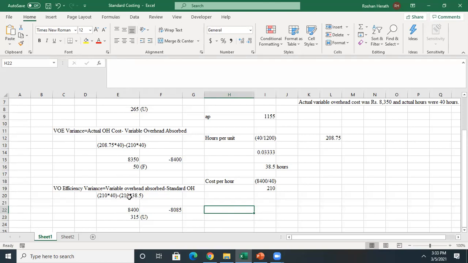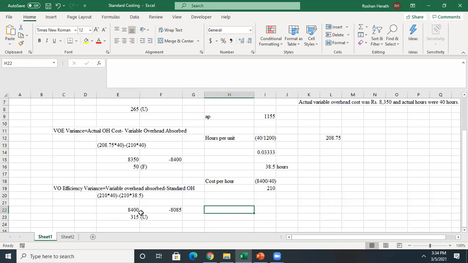This 210 remains the same. These are hours that you have actually taken, 40 hours. But as per the standard, how much should you have taken for this task? You should have taken only 38.5 hours. මේ වැඩේට ඔයා අරගත යුතු තිබුණේ පැය 38.5. නමුත් ඇත්තටම ඔයා මේ වැඩේට පැය 40ක් ගත්තා. එහෙනම් ඔයා inefficient because you have used the resources more than what it should be.